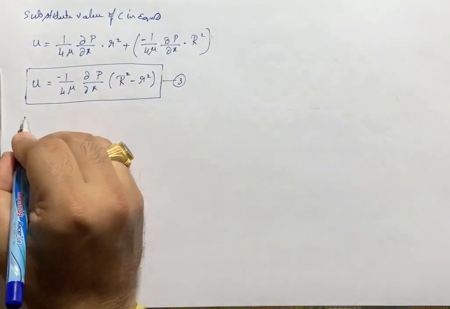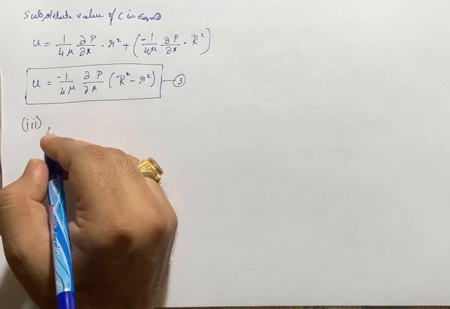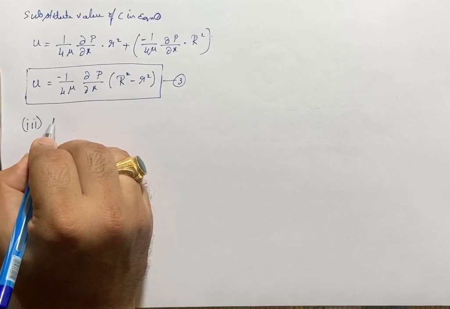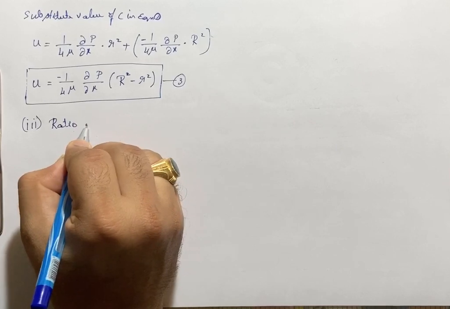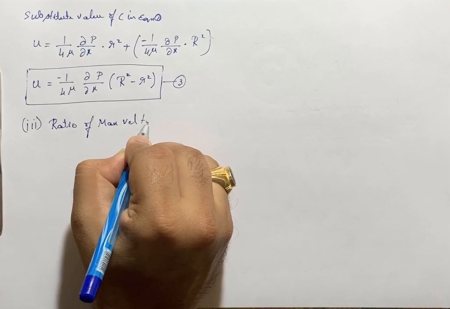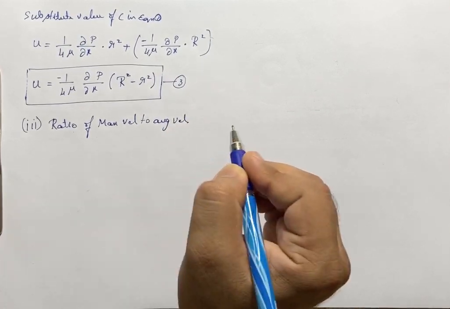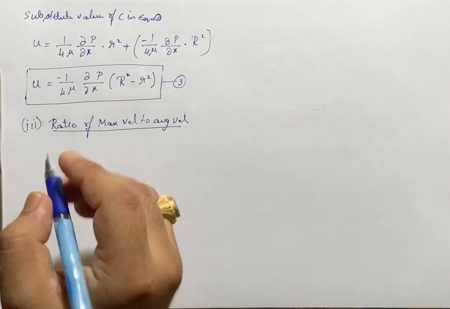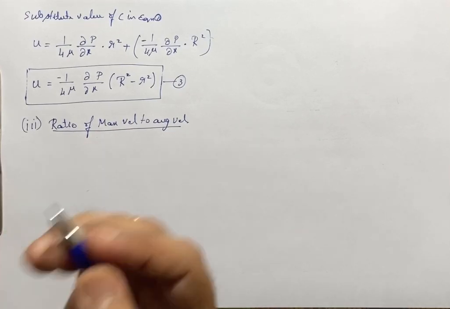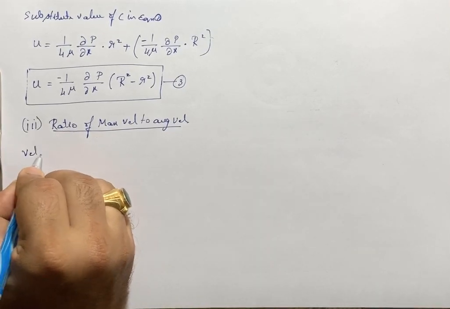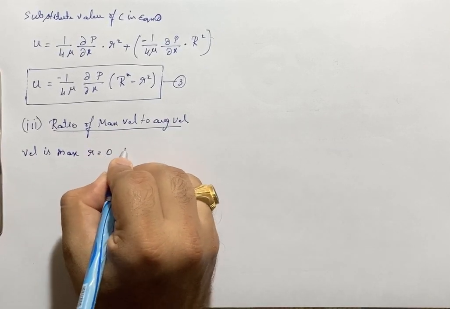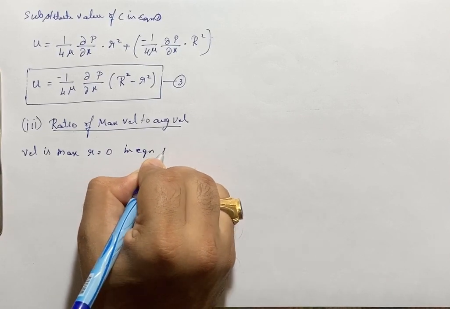Next section, what I told, is the third section, to find out the average velocity. To find out the average velocity, I will make one more derivation, that is the ratio of maximum velocity to average velocity here. I will make this derivation here itself. So the velocity is maximum, or where the velocity is maximum, velocity is max at r equals 0 in equation 1, right?